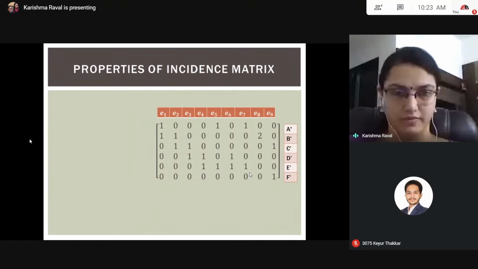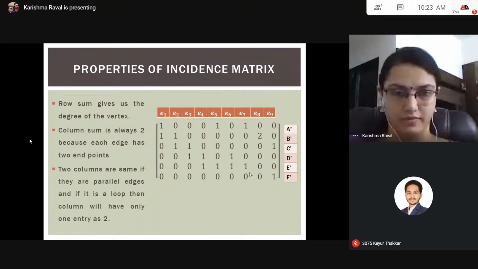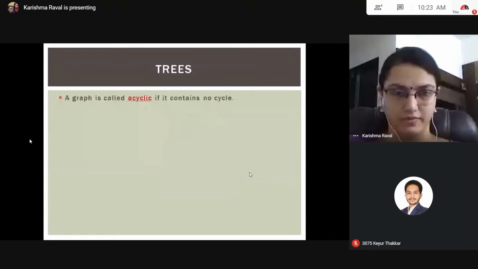What are the properties of this incidence matrix? The row sum gives us the degree of the vertex. The column sum is always 2, as each edge will have 2 vertices as the end vertices. 2 columns are the same if they are parallel edges. And if it is a loop, then the column will have 1 entry as 2.